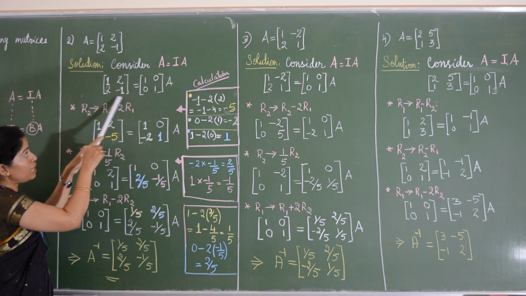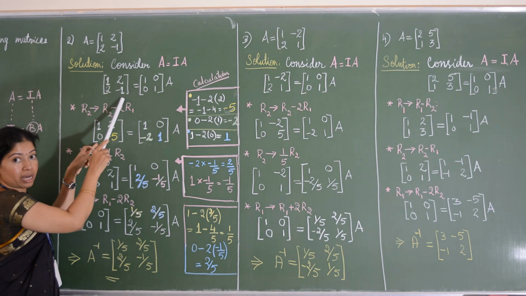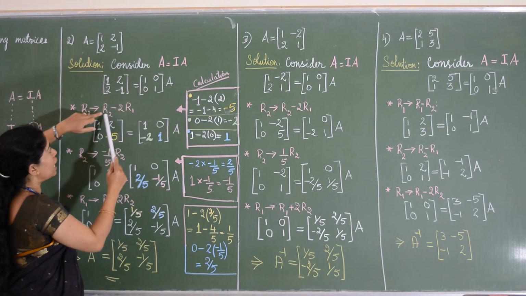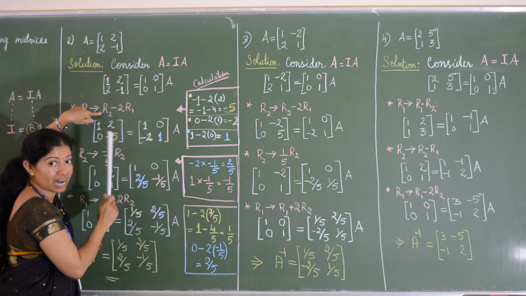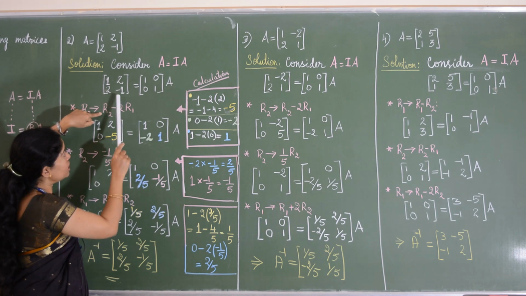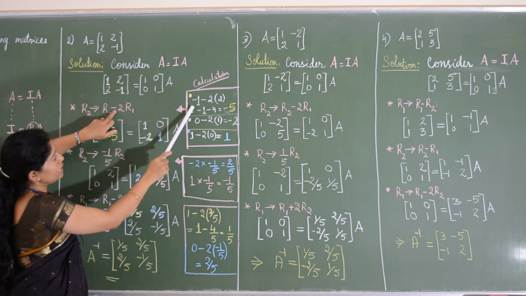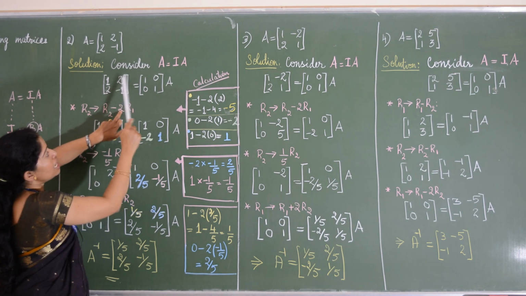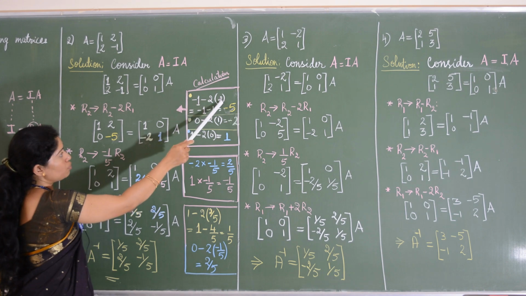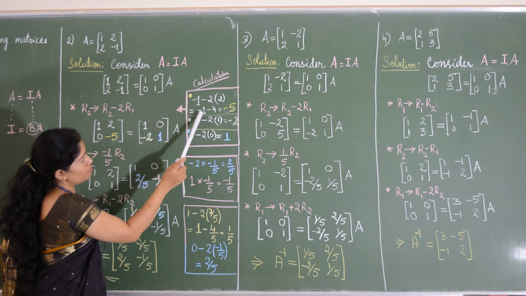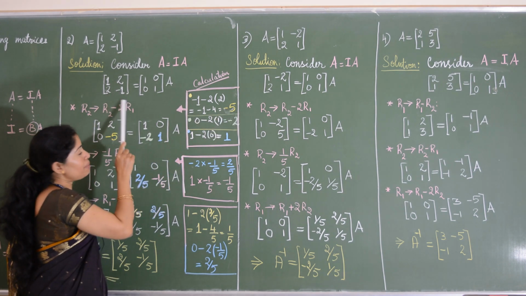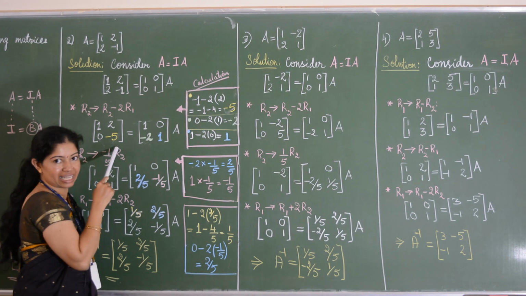Now let us see what will happen to this element, minus 1. Apply the operation to this. It is R2 minus 2 times R1. Observe carefully, students, it is R2 minus 2 times R1. So minus 1 minus 2 times the R1 element, that is 2. Corresponding element you have to see. So 2 times 2. When you simplify this, minus 1 minus 4 is equal to minus 5. So this element changed to minus 5.